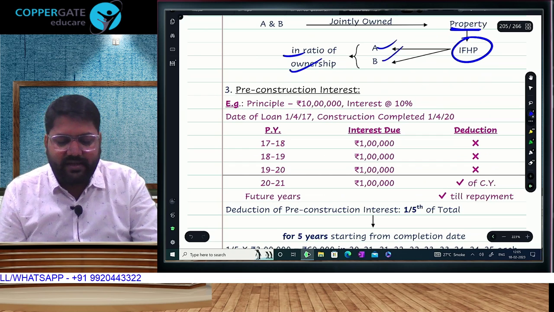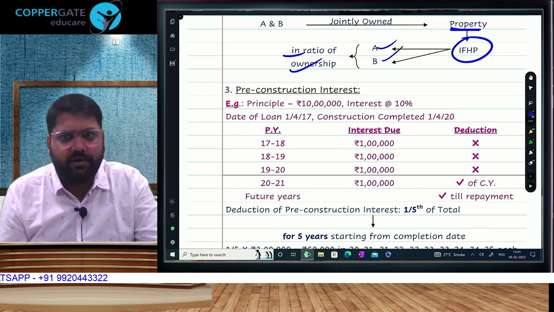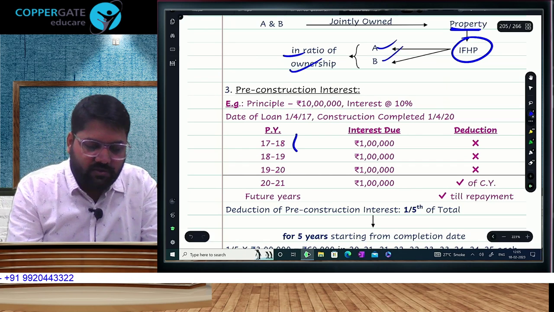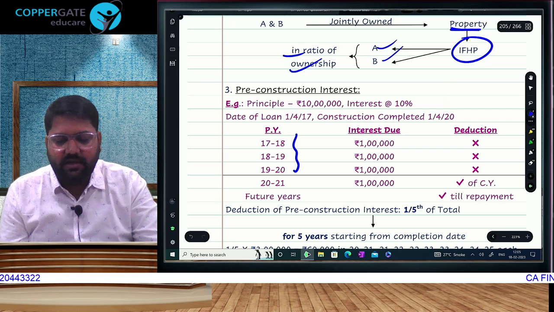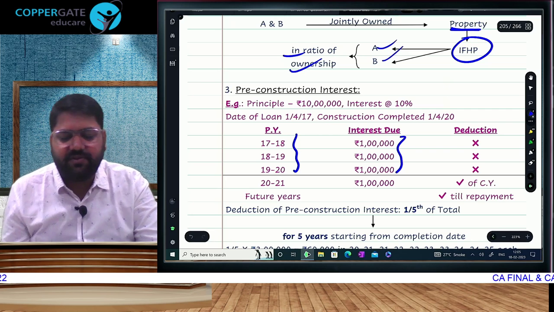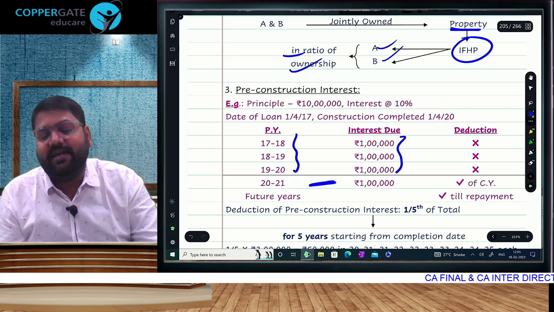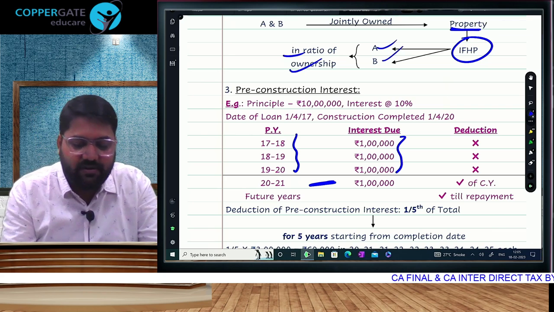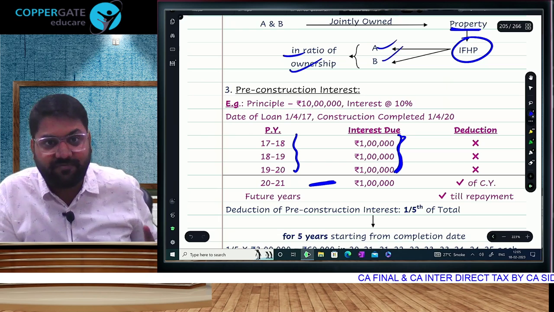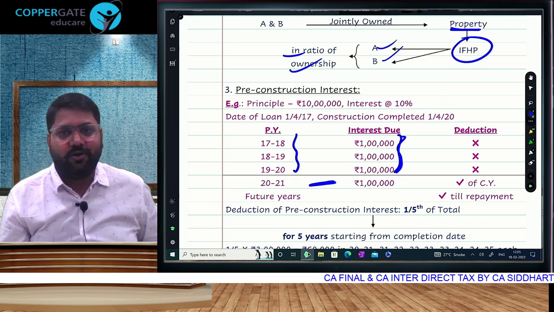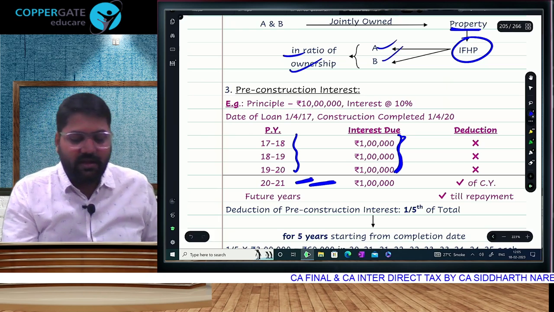If there is any pre-construction interest, meaning you have taken a loan but the property is not yet ready, so that period's loan interest, the pre-construction interest, is not going to be allowed in this year because there is no building. Later, when the property is ready, you will get only the current year. So what we will do? Pre-construction interest will be divided by 5 over 5 years after your construction completion. Meaning this year and 4 more years.